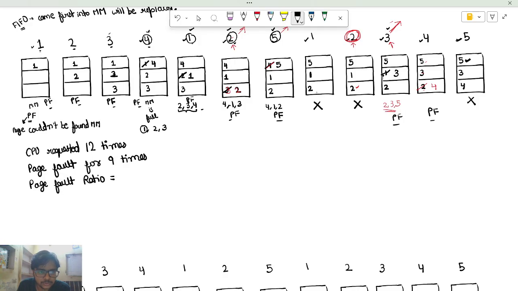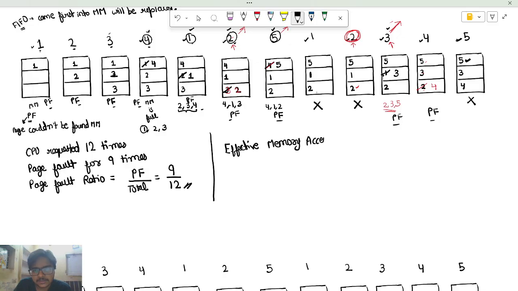So now there is a term called page fault ratio. Page fault ratio is how many times page fault occurred divided by total references. Okay. So page fault occurred 9 times by 12. Okay. Now there is also a term called effective memory access time. Okay, effective memory access time. So now this is calculated. This is basically the average time to access a page.